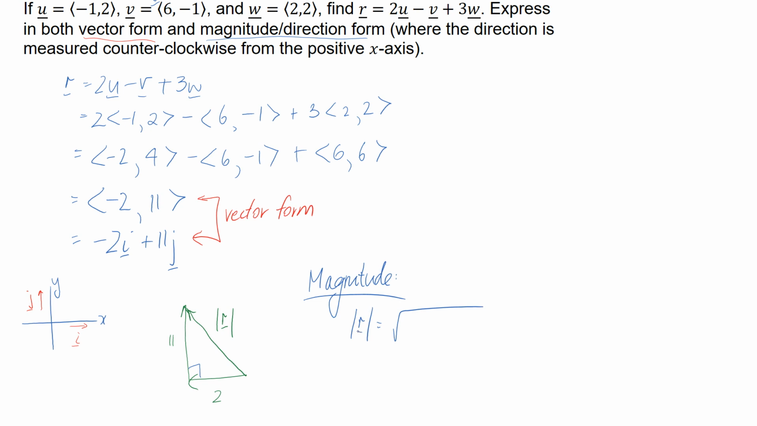So we take each of our components and square them, so the 2 squared and the 11 squared, and then square root their sum. So this is going to be 4 plus 121, which is overall 125. So that's the length of this side, square root 125. So the other part, which is a little bit more tricky now, is getting out the direction of our vector. And it's telling us we need to specifically measure counterclockwise from the positive x-axis.